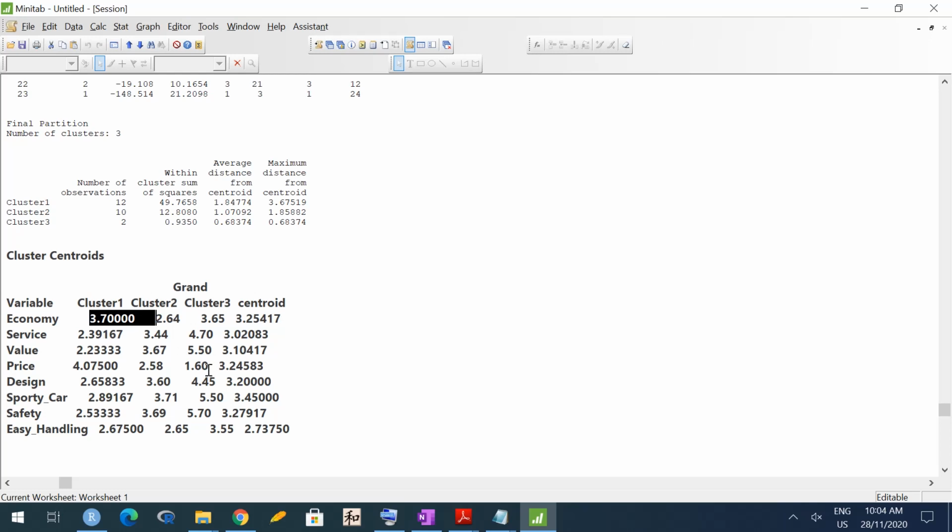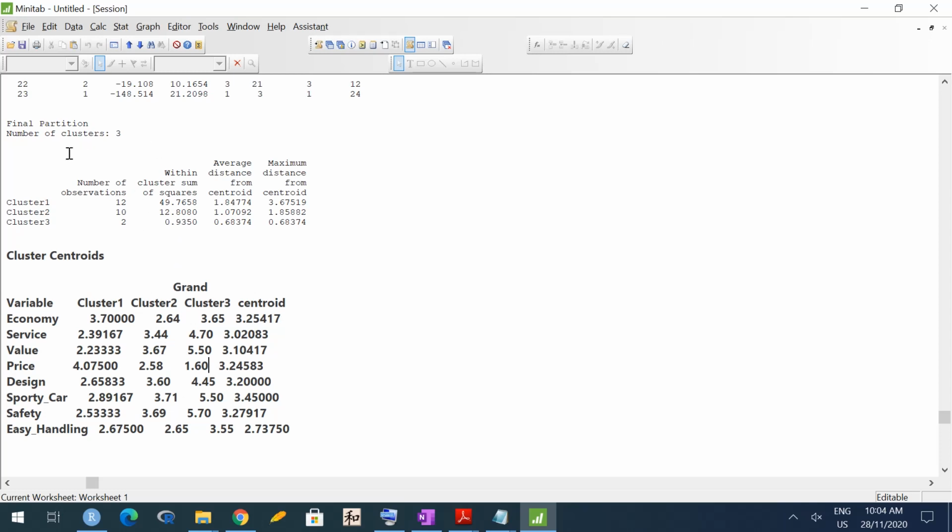On the other hand, cluster 3, everything else is pretty bad. Economy 5.5, sportiness 5.5, safety 5.7, so it's pretty bad. Value is also bad and price is very low. So cluster 3 basically consists of very inexpensive cars which are just made for driving, no extra features. Okay, and cluster 2 is kind of intermediate. So cluster 2 consists of cars which are not that high end but not that low end either.